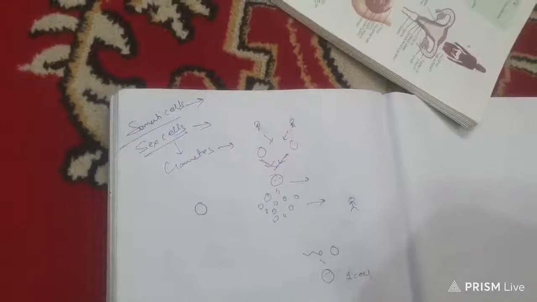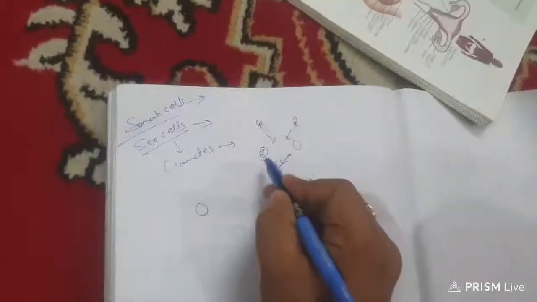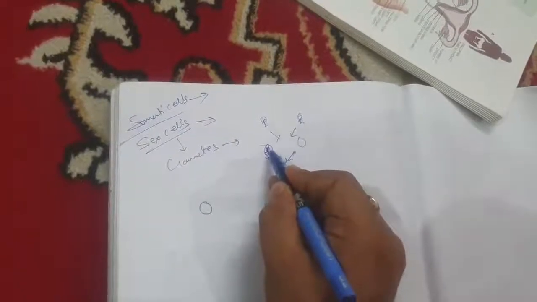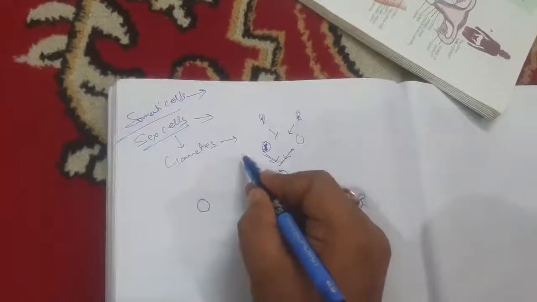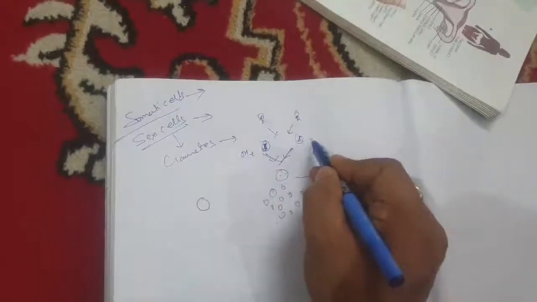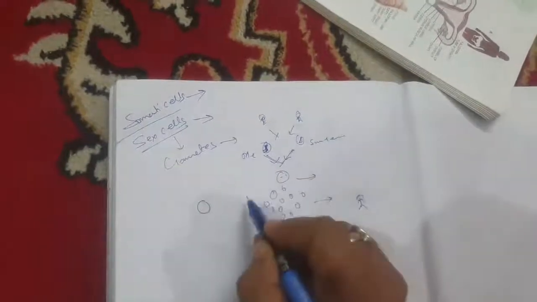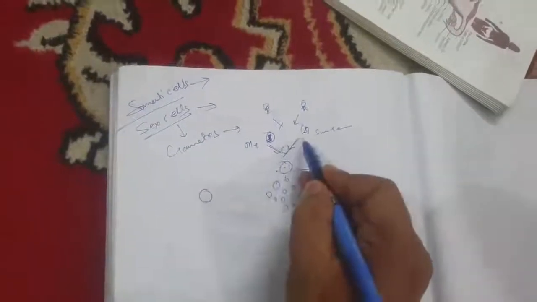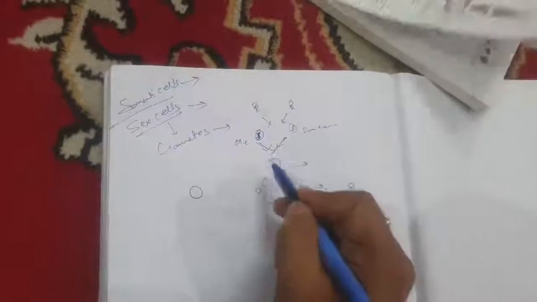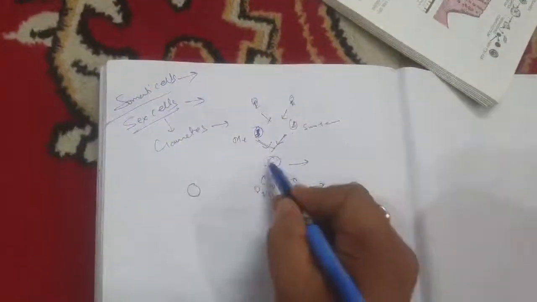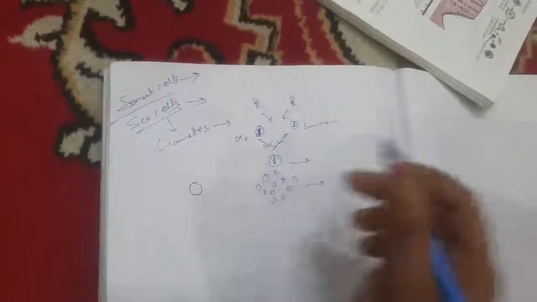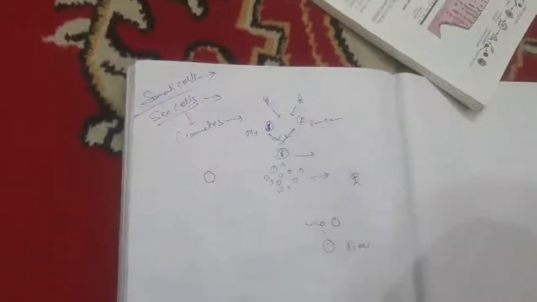Combination of what has occurred? Two genetic materials means, suppose, the genes of me and the genes of Sunny Leone. And both our sex cells, my sex cell and Sunny Leone's sex cell, have combined to form a zygote. That zygote will contain the genetic constitution which is half mine and half Sunny Leone's.